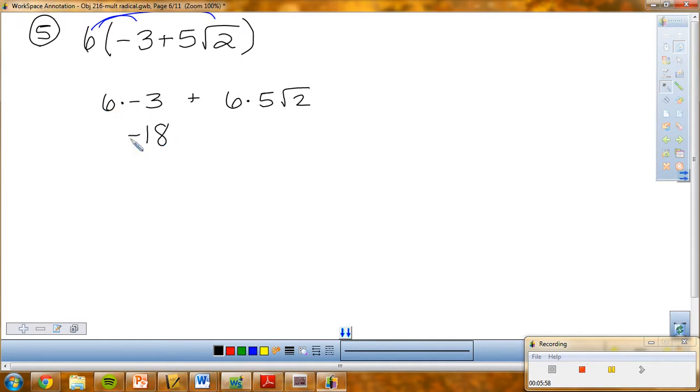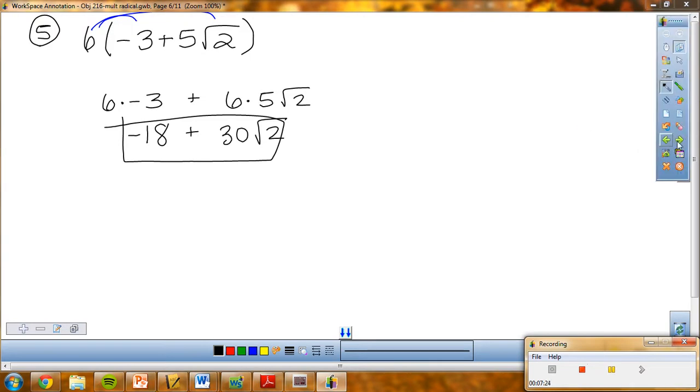So again, 6 times negative 3 is just regular multiplication. We multiply to get negative 18. I add, and here I have my rules that I need to remember for my radicals. So I'm going to multiply the numbers outside. So 6 is outside, so 6 times 5 is 30. And I don't have anything inside except for the root 2, so I'll just leave root 2. These are not like terms because they don't have similar radical parts. So that is my product, and that's as simple as it gets for radical distribution.